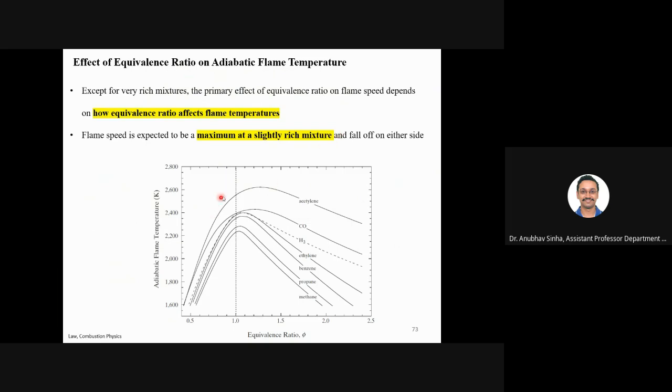So for flame temperature, this is the plot. X-axis shows you equivalence ratio. Y-axis shows you adiabatic flame temperature. As you can see, we are getting a peak near equivalence ratio 1, slightly richer, almost like 1.1. So we get a peak and then it falls down both for lean and for rich mixtures. Ideally I would expect that this peak is for 1, but it is not for 1.